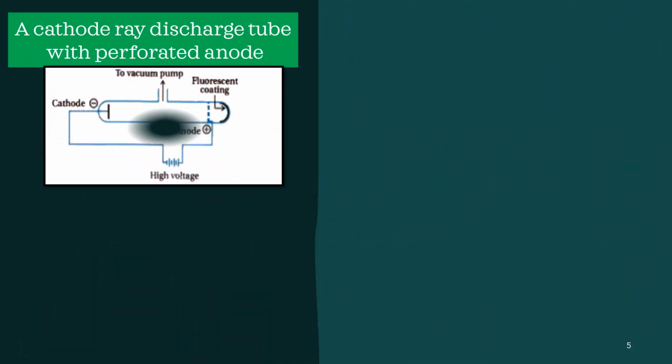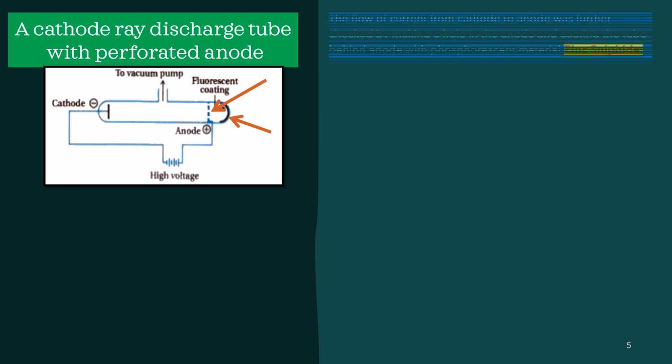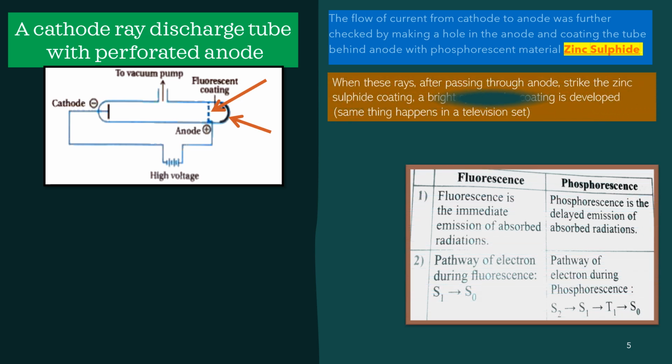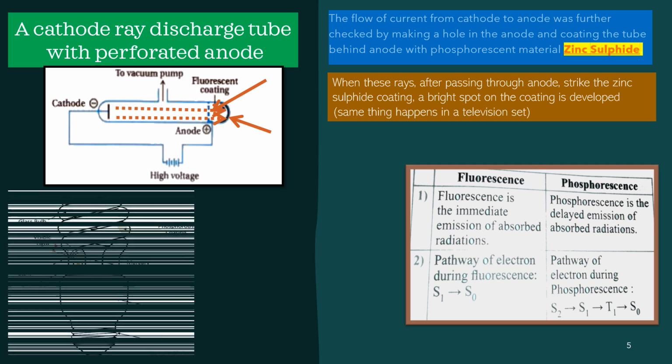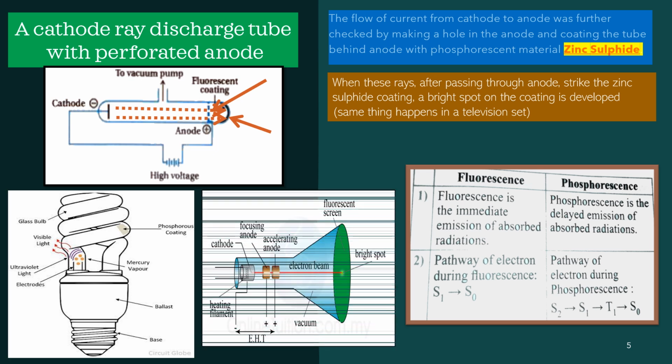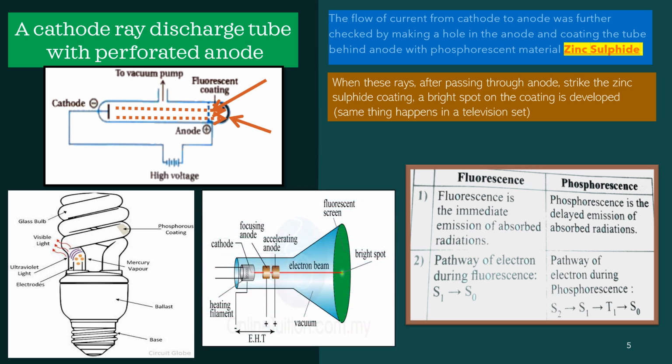Again, the flow of current from cathode to anode was further checked by making a hole in the anode and coating the tube behind the anode with a phosphorescent material, that is zinc sulfide. See the definitions of fluorescent and phosphorescent. When the rays start from the cathode and pass through the anode, they strike the zinc sulfide coating, so a bright spot on the coating is developed. This process we can see in CFL bulbs and television. By doing this experiment, they confirmed that the particles are moving from cathode to anode.